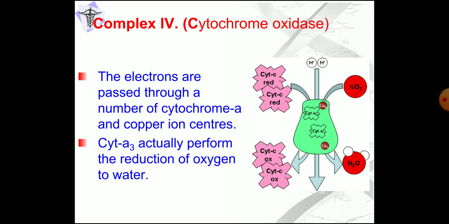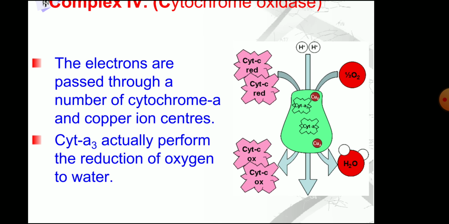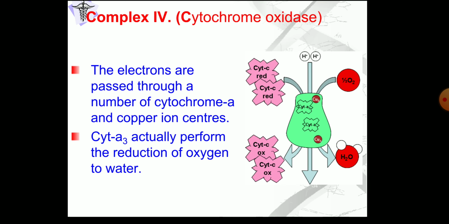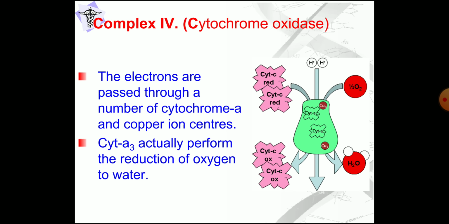Complex 4 is also known as cytochrome oxidase. Electrons are passed through a number of cytochromes A and copper ion centers. Here the electrons are passed through cytochrome A3 and the copper ion centers. Cytochrome A3 performs the reduction of oxygen to water. Finally, cytochrome A3 is the one which is converting the oxygen to water.